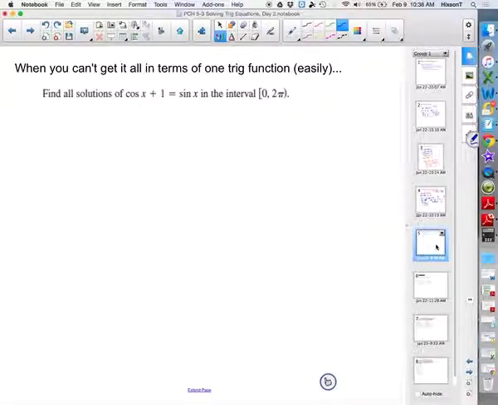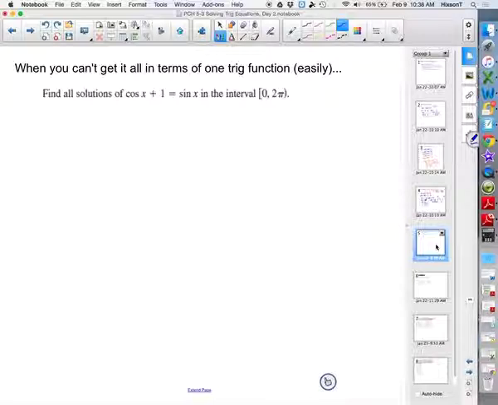When you can't get it all in terms of one trig function very easily, here we have a case. Find all the solutions of cosine x plus 1 equals sine x over the interval from 0 to 2 pi.